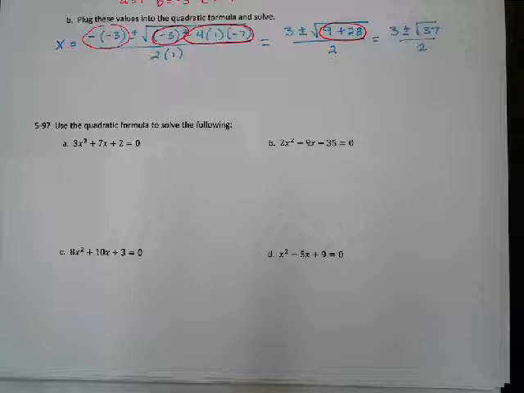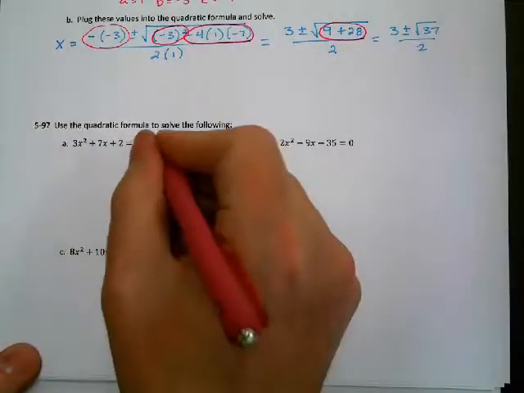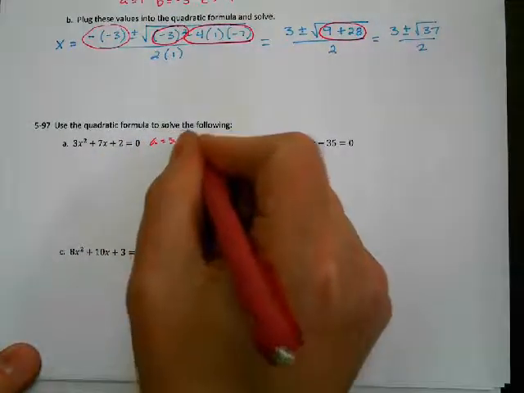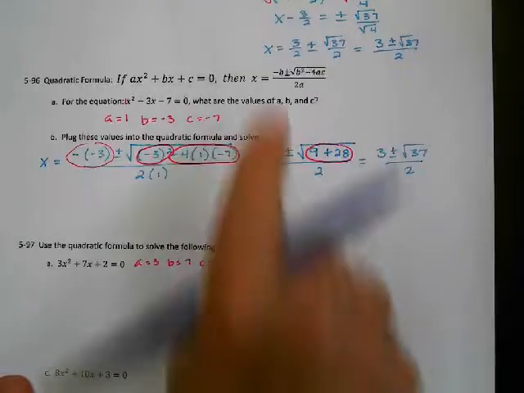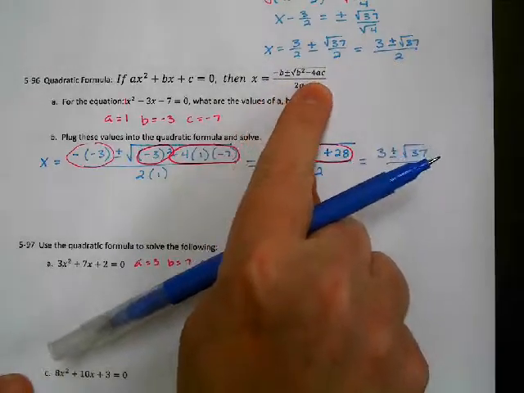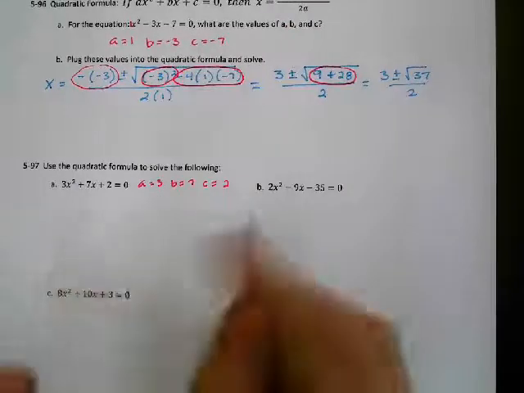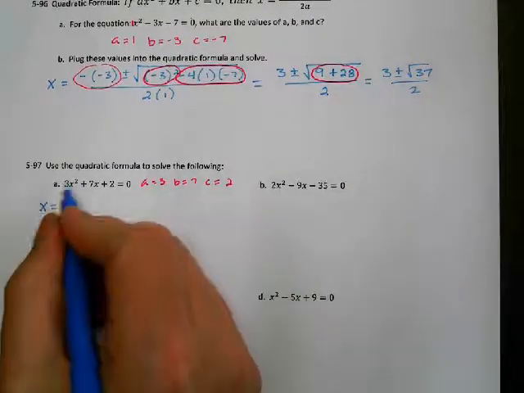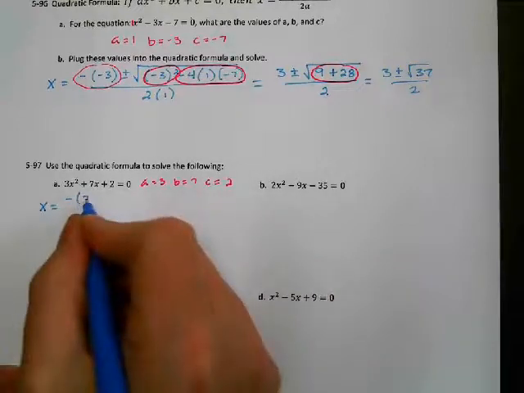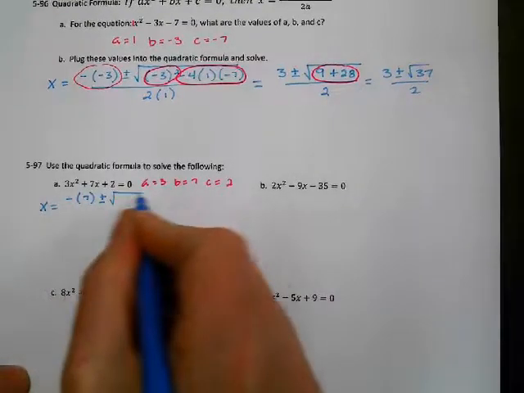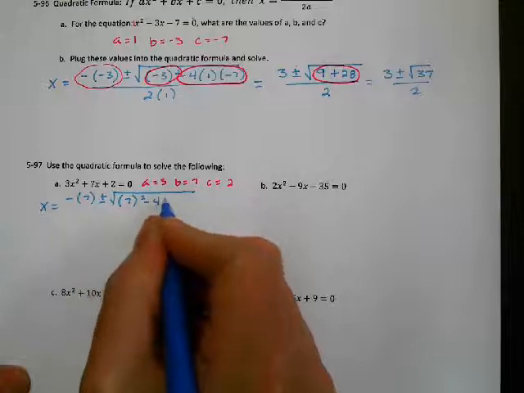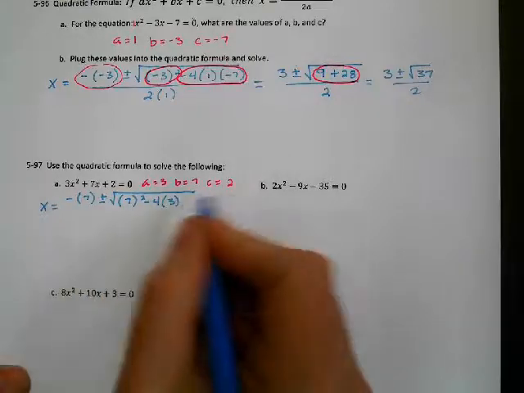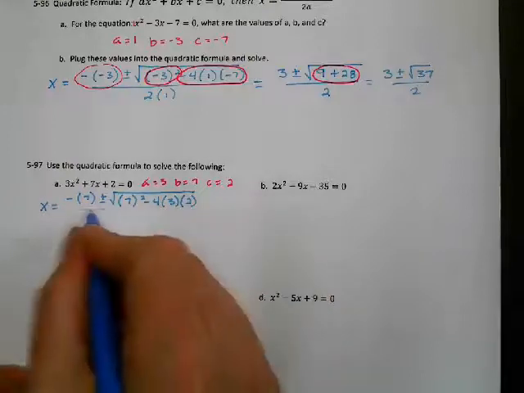Step 1, identify a, b, and c. So for this one, a is 3, b is 7, c is 2. Now I plug it into the formula. The formula is up here: negative b plus or minus the square root of b squared minus 4ac, over 2a. I'm plugging that in. So x is equal to negative b, so that's negative 7, plus or minus the square root of b squared, so 7 squared, minus 4 times a, which is 3, times c, which is 2, all over 2a, a is 3.